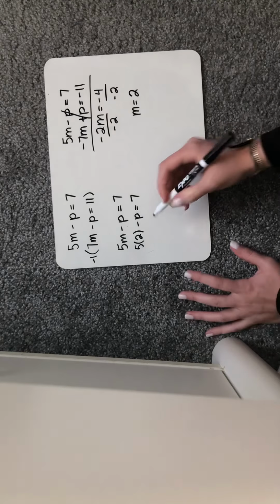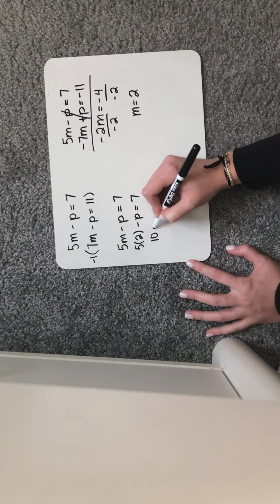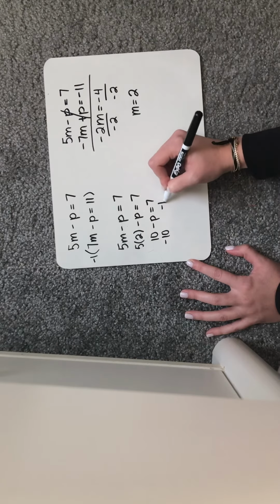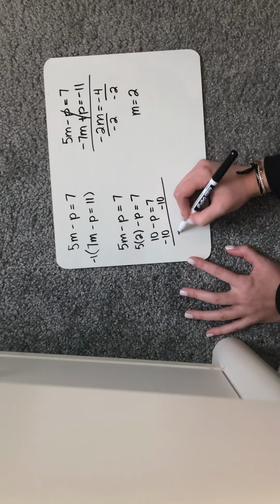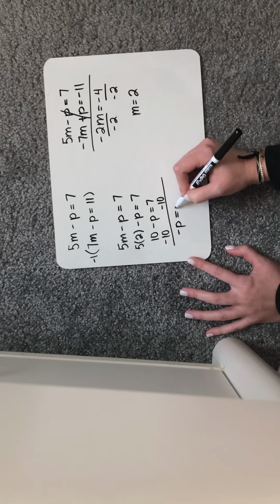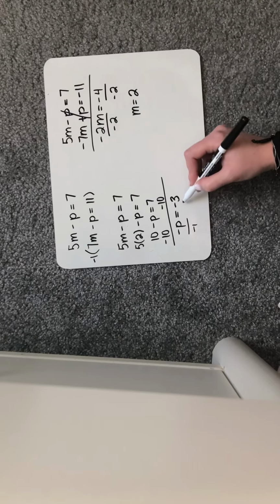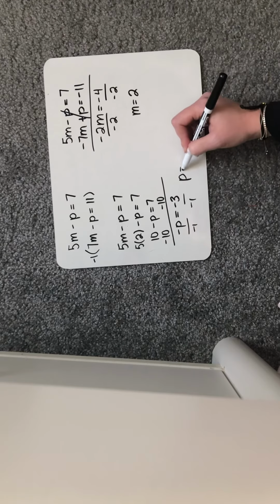So now that I can solve for p, I'm going to get 10 minus p equals 7. Minusing 10 on both sides to get that p by itself. I'm going to get negative p equals negative 3. So now if we were actually in class, I would ask, all right, can I leave it like that? And I'm hoping most of you would answer no, because we can't have a negative variable. We need that to be positive. So to get rid of that negative, you're going to divide by negative 1 on both sides. And you're going to be left with p equals 3.